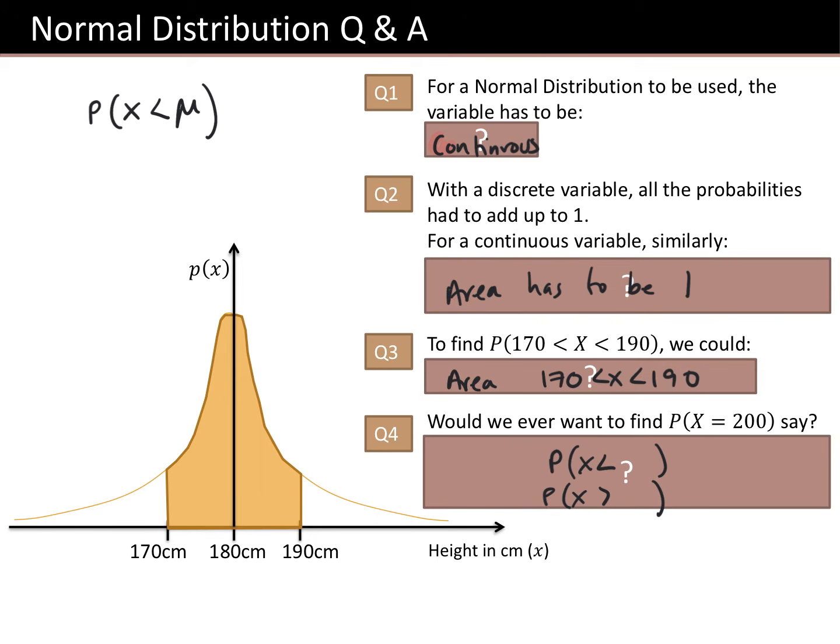Now, we know because it's symmetrical that 50% is on the left-hand side of the mean, and 50% is on the right-hand side of the mean. Okay, so it is symmetrical. We have to remember this fact.